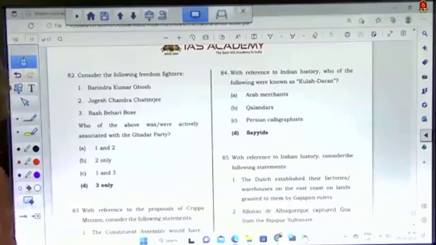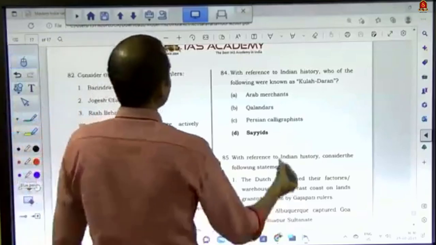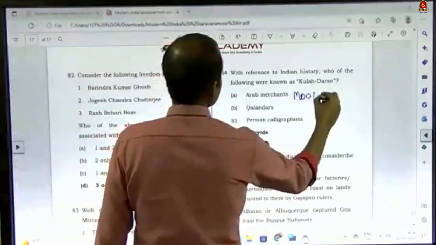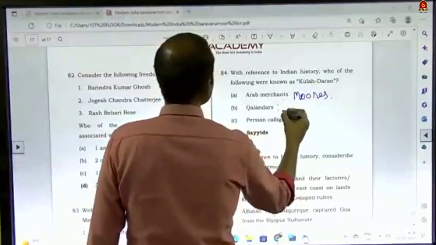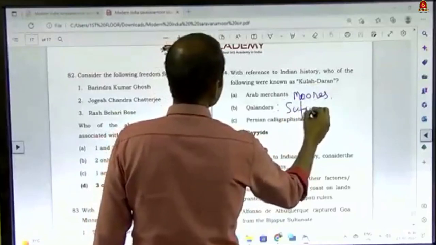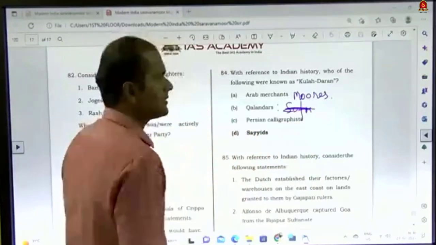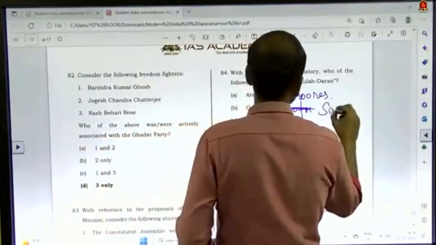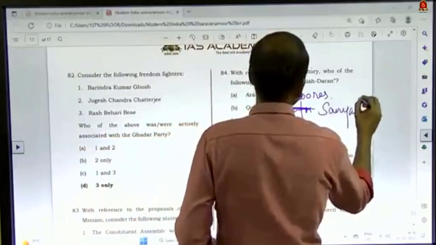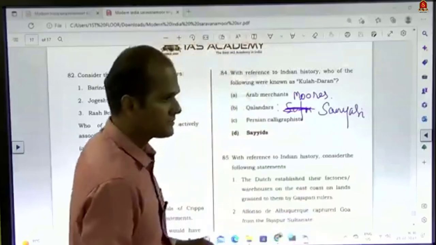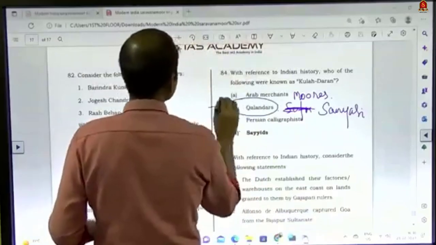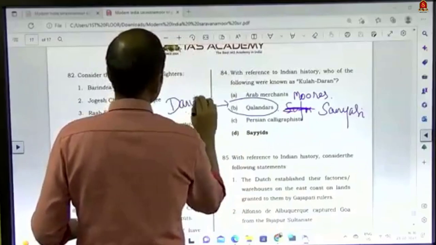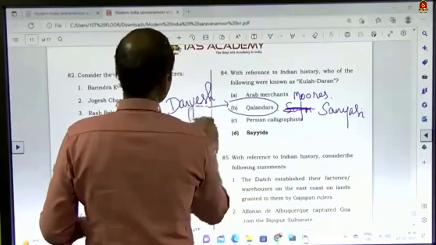With reference to Indian history, who among the following were named Kuladharan? Yes. Arab merchants, no. Arab merchants are called Moors. Kalandar. Kalandars related to Sufism. Sufism, no. Kalandars are related to wandering Darvish. That is Sannyasi. Islamic Sannyasis. Right. Wandering Darvish. Darvish are called Kalandar. Or Fakir.